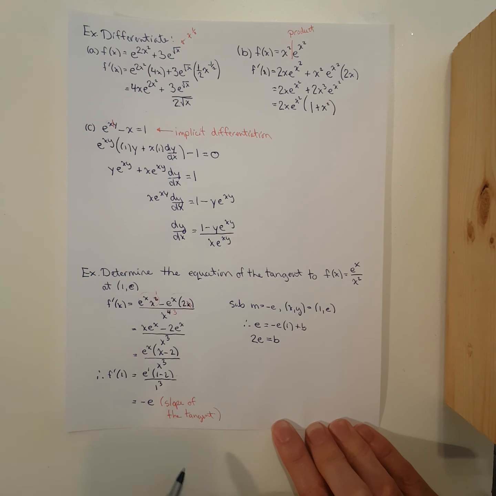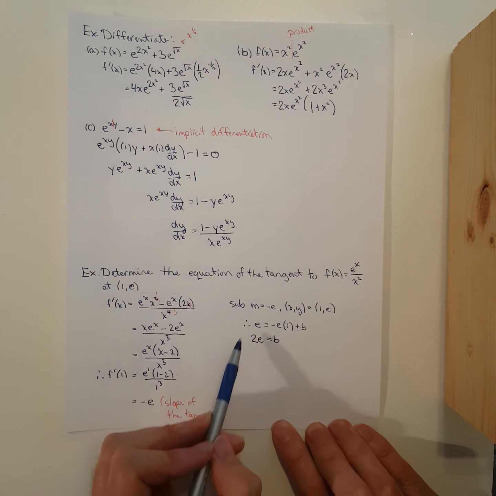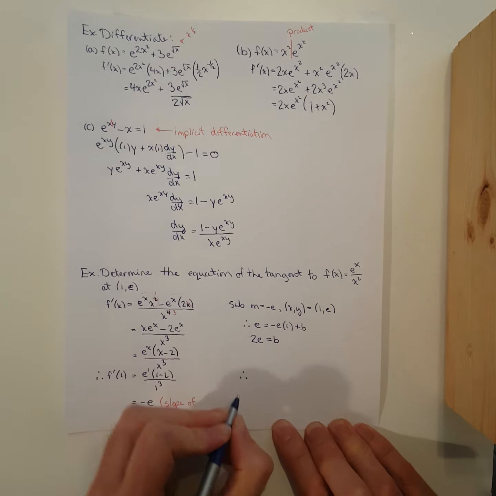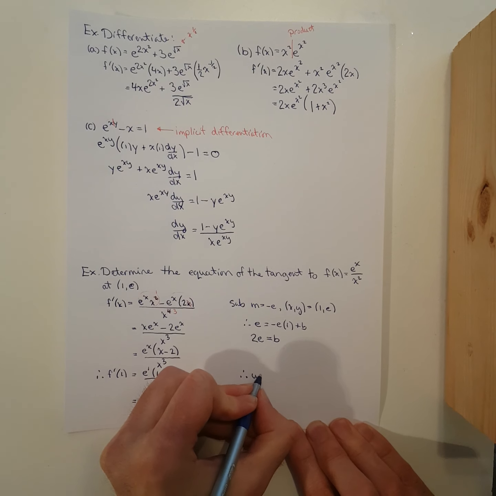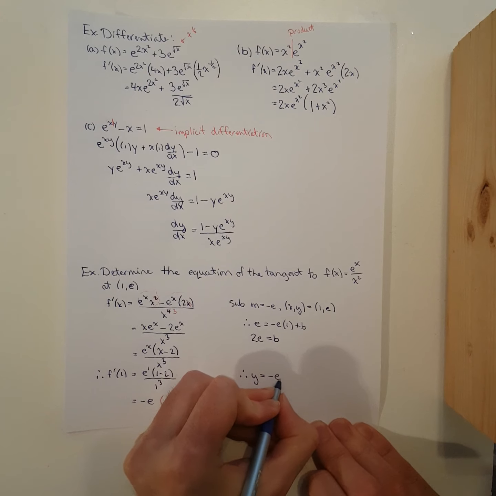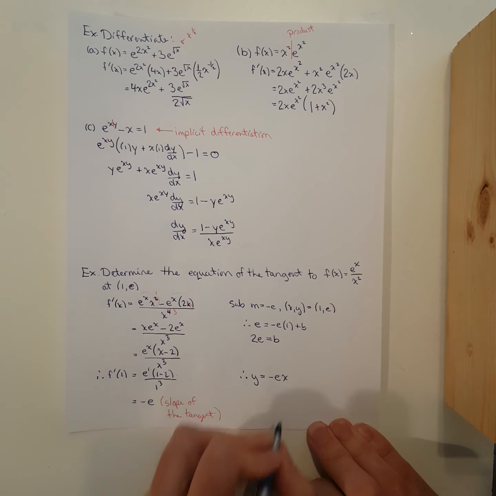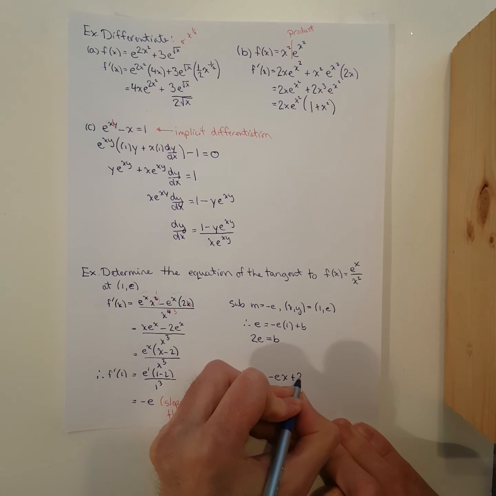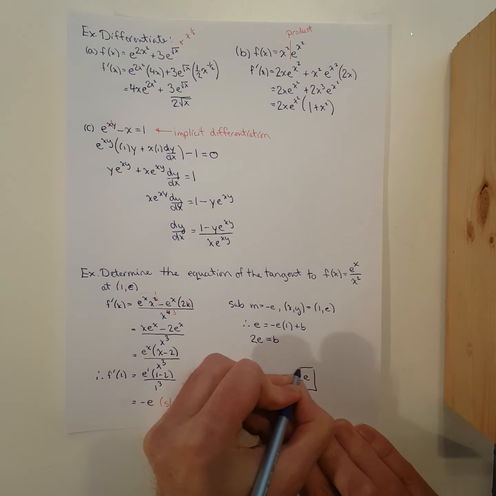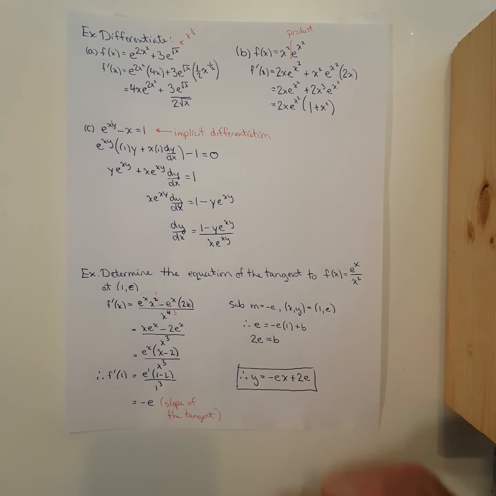So we have some interesting values. We have a slope that's negative e. We have a y-intercept that is 2e. So our equation will look a little different than what we would normally see, but we can still write it out here. Y equals m, so negative e, x plus b, so plus 2e. There's the equation of the line that is tangent to the curve f at x at the point 1, e.